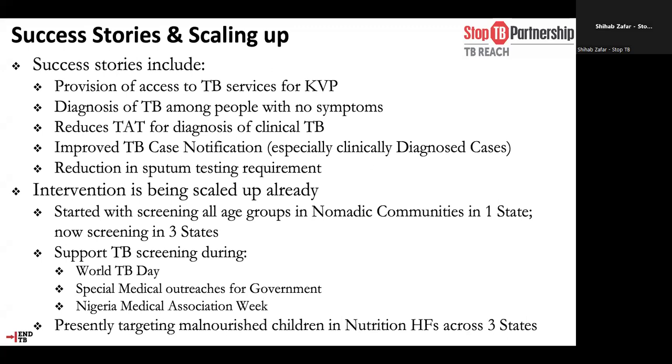So this equipment is able to pick out this from the population. It also reduces the turnaround time for diagnosis of clinical TB. And it also improves TB case notification, more especially the clinically diagnosed cases. Let me say that when we started implementing TB control among these vulnerable populations, especially the nomads, we had over 90% of our cases being bacteriologically positive. We were not able to detect clinically diagnosed TB cases. Now, and you know, that is a huge problem. It shows that clearly we are missing this group.